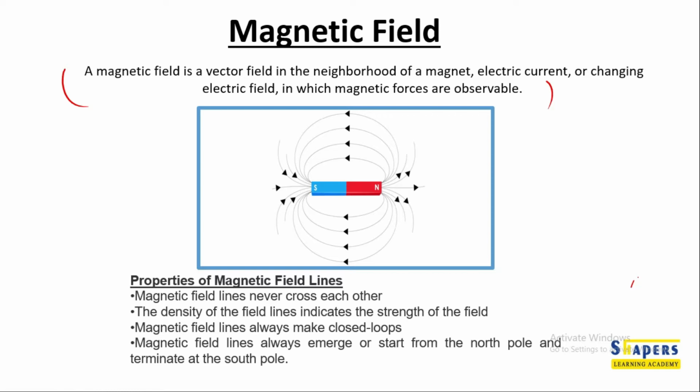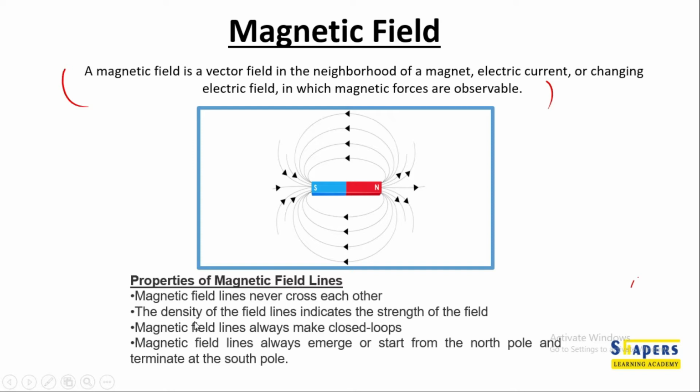Magnetic field. A magnetic field is a vector field. A vector is a physical quantity which has both magnitude and direction. So in physics, if you are defining a quantity, and the quantity has both direction as well as magnitude, then that particular quantity is called a vector quantity. So a magnetic field is a vector field in the neighborhood of a magnet, electric current or changing electric field. An area surrounding a magnet which experiences a magnetic pull is called a magnetic field. So the magnetic field is a vector quantity which has both magnitude and direction.